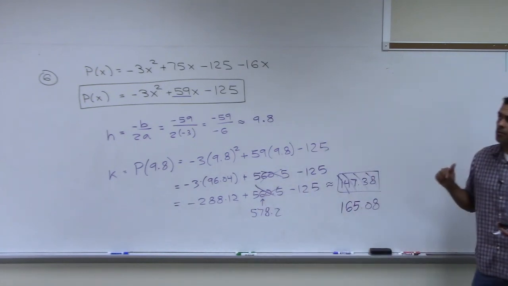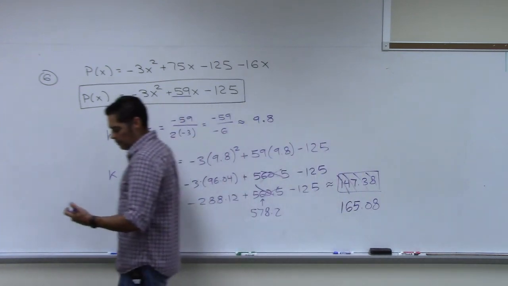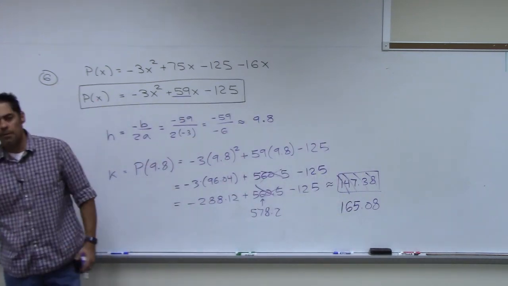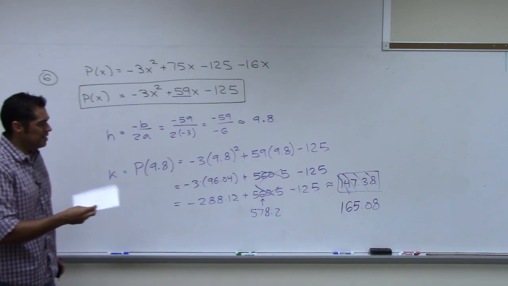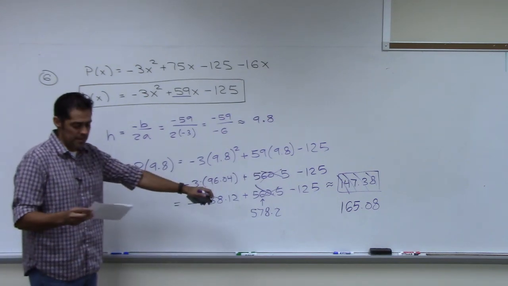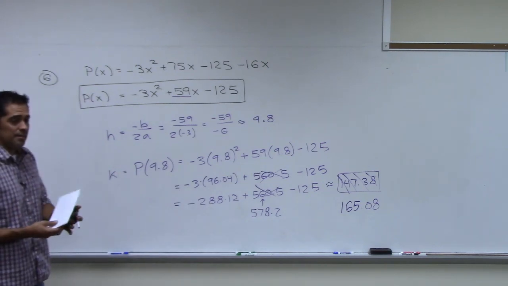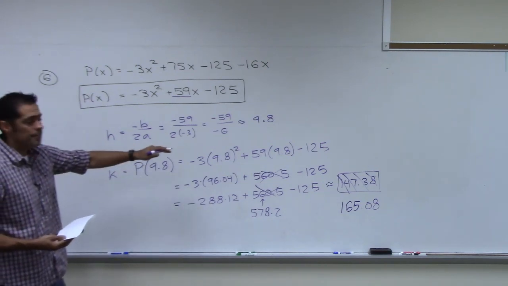We need to figure out what's the answer for part C. It's the 165.08. That's the maximum value of the profit. That's the maximum profit. Part D says, for what value of x do we get this? And that's what? 9.8.